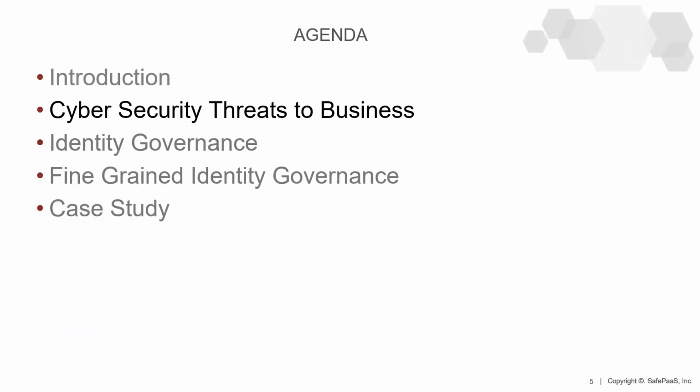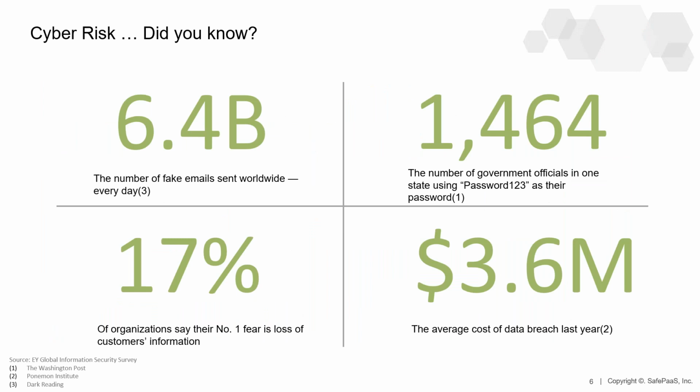So let's jump into the topic. Let's take a look at some numbers. I always like to start by level setting on where we are today as a market. This is some research that I picked up from the Washington Post, an institute called Ponemon, I can't pronounce it very well, and Dark Reading. This was also mentioned in an E&Y article that I recently read.